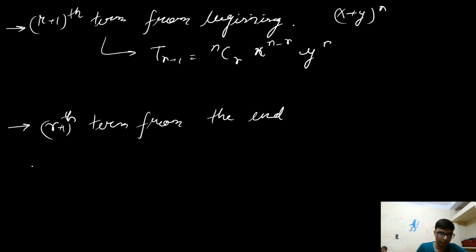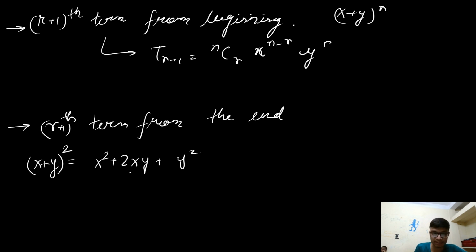For example, if I write the expansion of (x plus y) whole squared, then I write it as x square plus 2 times x into y plus y square. If I ask what is the first term, or let me ask you what is the second term, you will say the second term is 2xy. Similarly, if I ask what is the first term, that is x square. Now in this expansion, the first term is the same as the third term from the end.